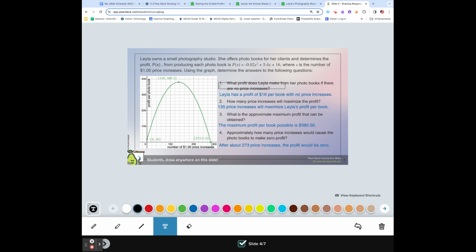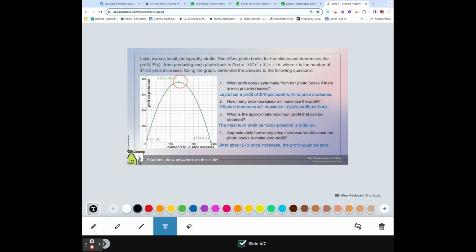Question number 1. Layla has a profit of $16 per book with no price increases, because here's my graph. Zero price increases, she still makes a $16 profit. But Layla's thinking that's not really enough profit for all the time it takes her to make each of these books. So how many price increases will maximize the profit?